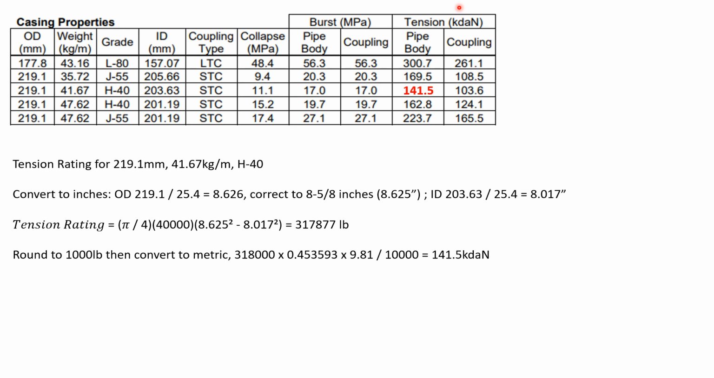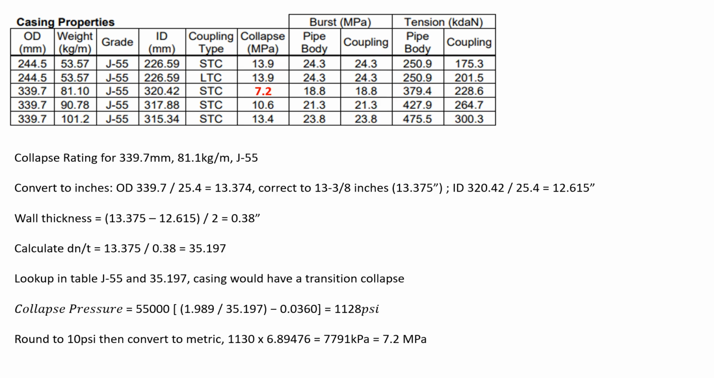317,877 pounds. We then round it up to the nearest 1,000 pound and convert it to metric by multiplying by 0.453593 times the gravity divided by 10,000. And the result will be 141.5 kilodecanewton. So that's our answer for the tension of this casing.